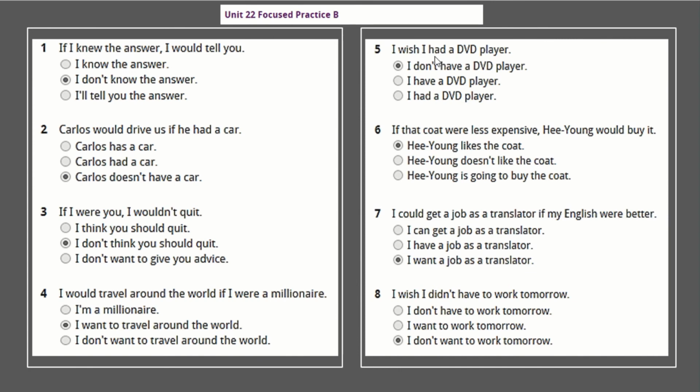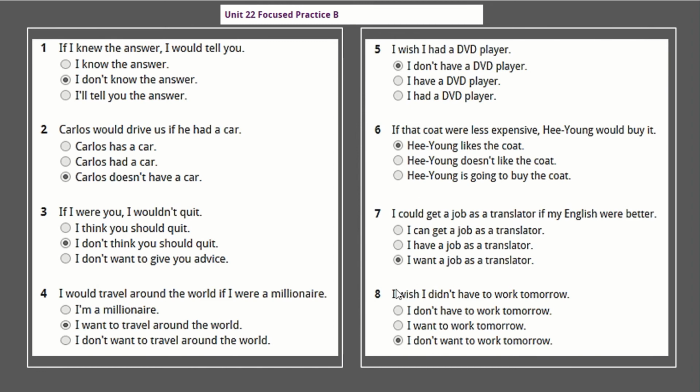The main verb has to be in past tense. Remember that this is a must, right? The past tense. So I wish I had a DVD player. But what it means, if you are saying I wish I had a DVD player, it means that you don't have it, right? So I don't have a DVD player. You don't have it. Why? Because you wish you had, right?